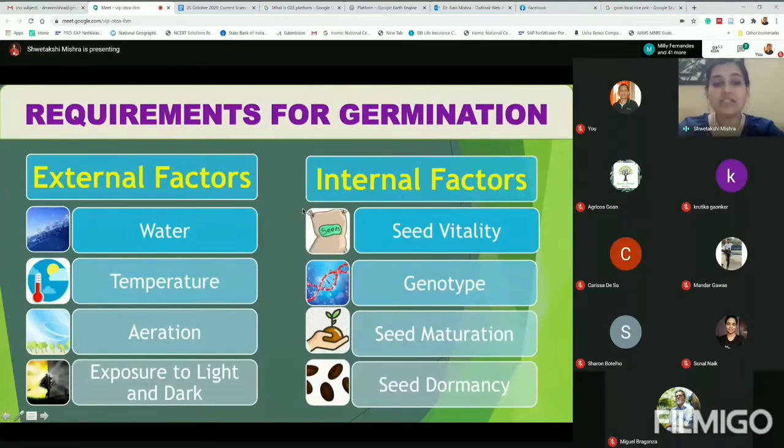They may be broadly categorized as external factors and internal factors. Now the external factors include adequate amount of water, a good temperature, proper aeration, and exposure to light and dark. Whereas the internal factors include the seed viability. That means how much is the seed's potential to be formed into a new plant. Then its genotype, seed maturation, and seed dormancy.